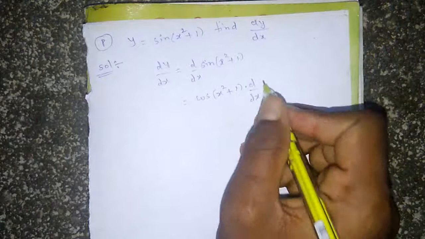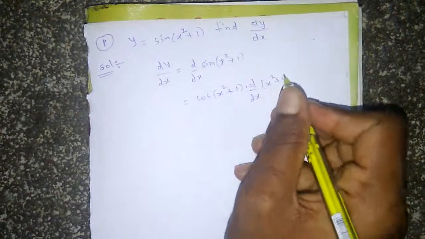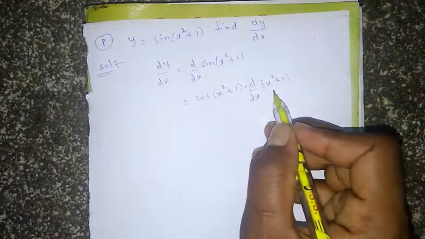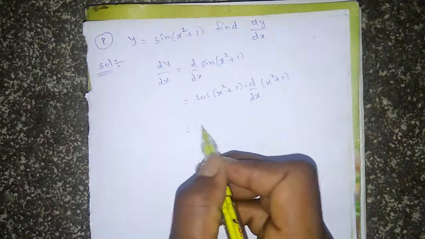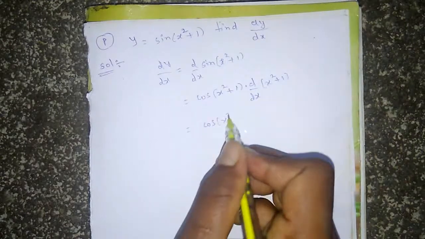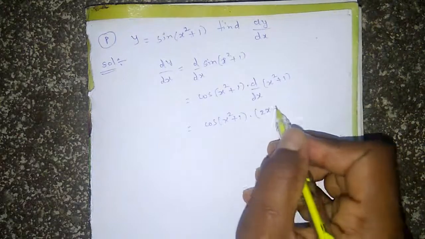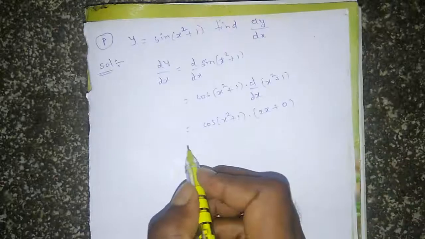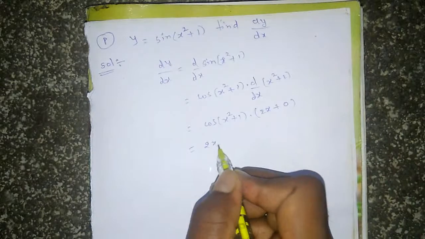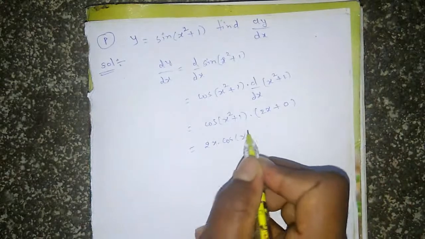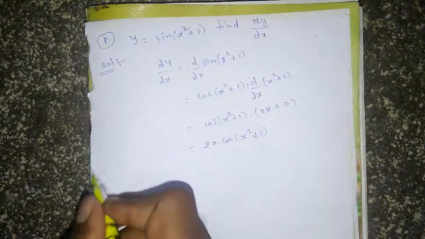That is d by dx of x square plus 1. In place of x, we have x square plus 1. So we continue the derivative. This is cos of x square plus 1. Derivative of x square is 2x. Derivative of 1 is 0. That is, 2x plus 0 is 2x into cos of x square plus 1, which is the derivative of the given function.